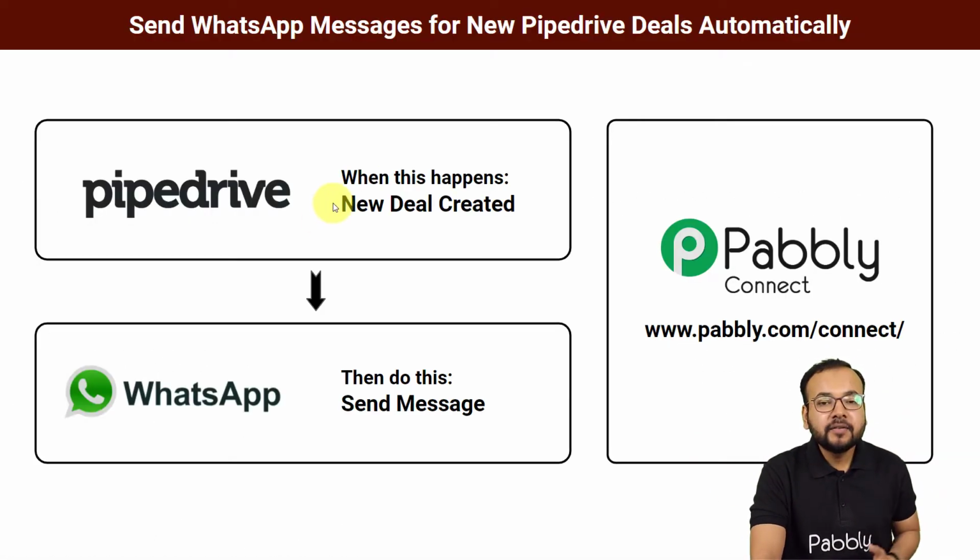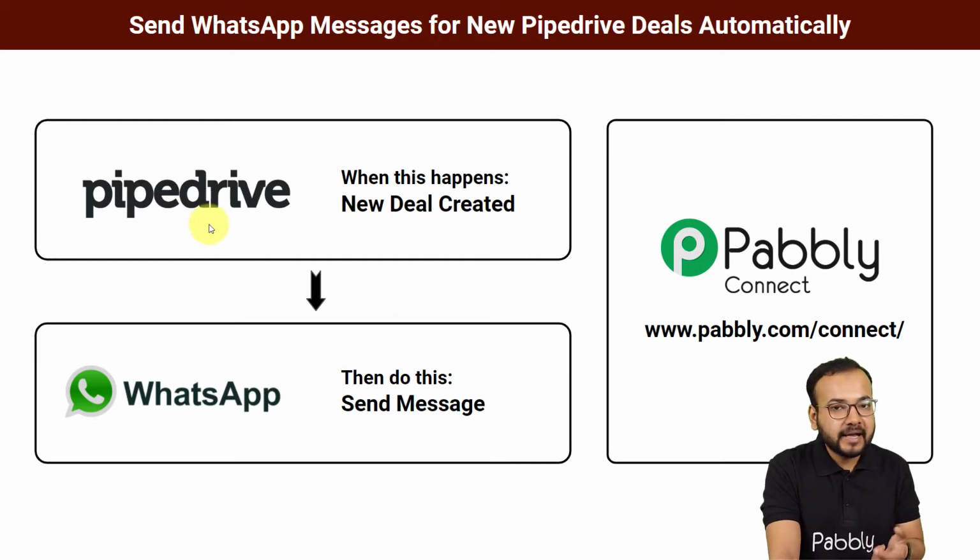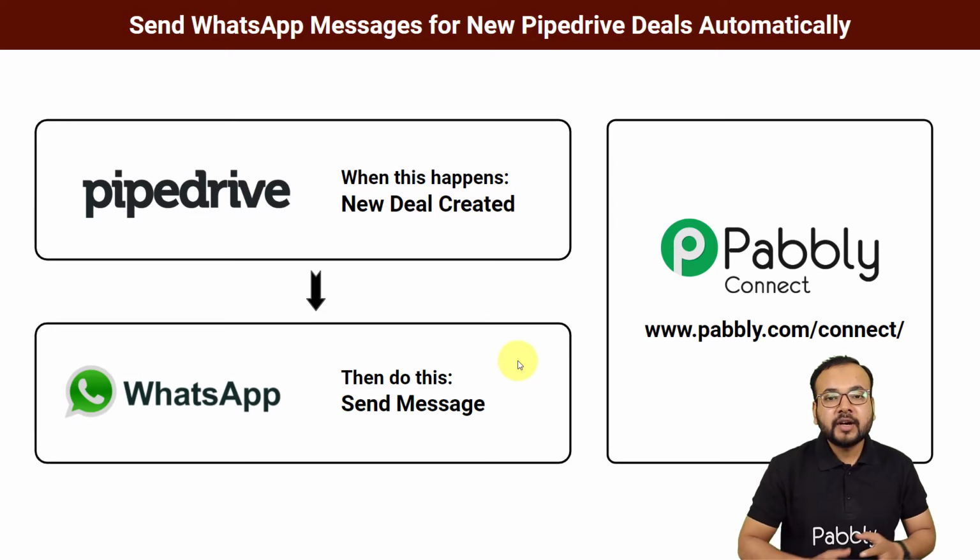So guys, this will be the flow of this automation here. As and when you create a deal inside Pipedrive's pipeline, the WhatsApp message will be delivered to the person who has been added in the deal, that is your lead or your customer, and it is going to happen automatically. And we are using Pabbly Connect to make this happen, which is an integration and automation tool. And the best part is, guys, anyone can set up this automation without any coding skills or programming knowledge. So guys, let's set up this automation together.